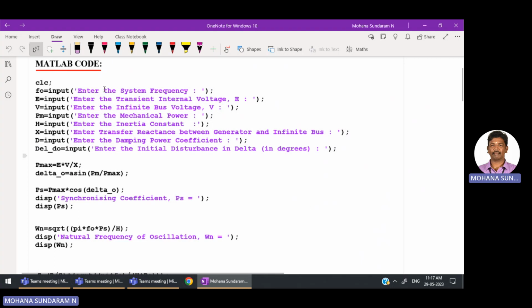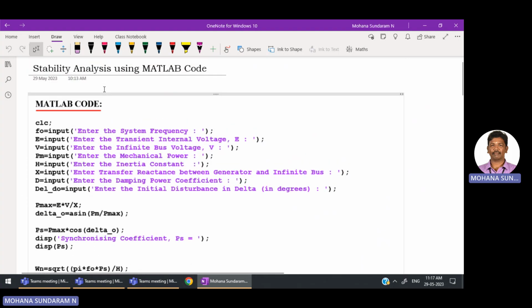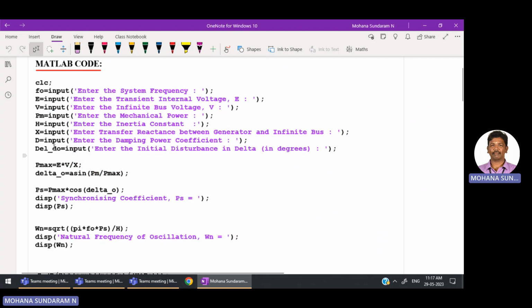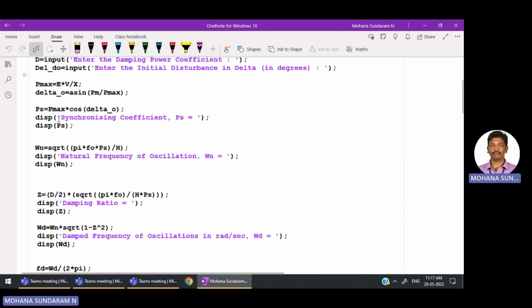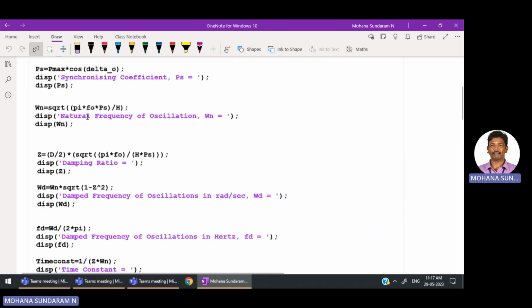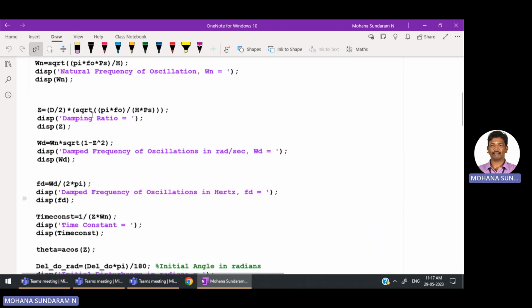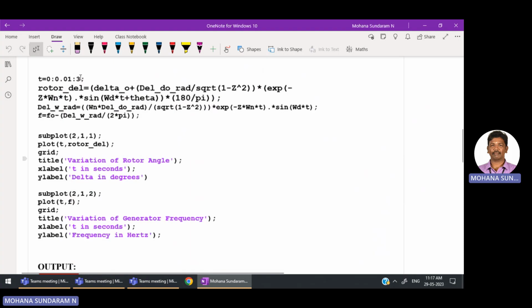This is the entire MATLAB code, complete MATLAB code for doing a stability analysis. First, you have to get all the inputs: the system frequency, internal voltage, bus voltage, mechanical power, inertia constant, all these things you get as input from the user. I am going to calculate each parameter, the synchronizing coefficient, and I'm going to print that immediately. So do all the value calculations and then print out all those values. And here I'm going to use the plotting method. So here I'm going to find out the pair values used for graph plotting, and this is plotted here.